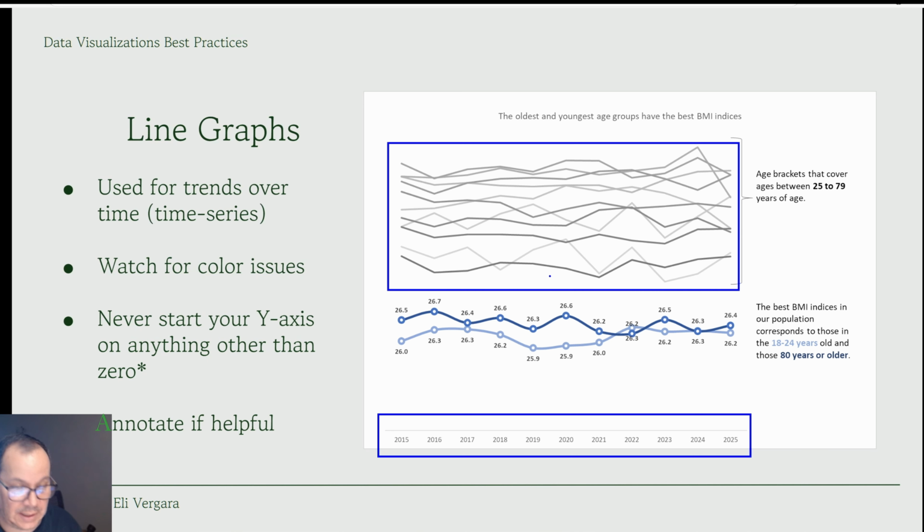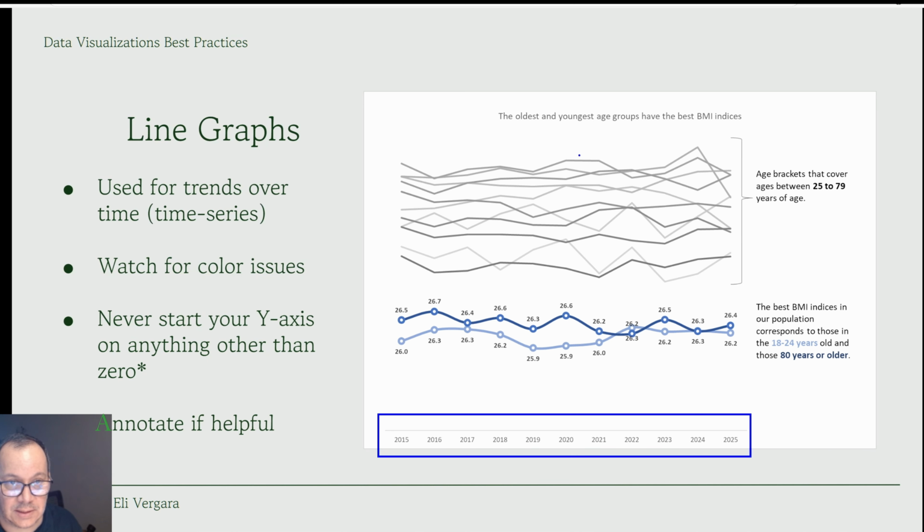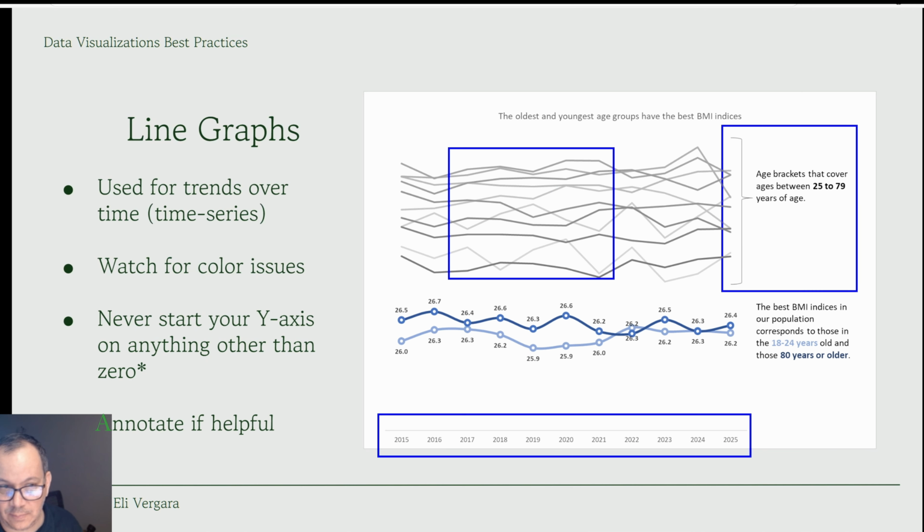Now you can do something like this, where you can select data that is sort of irrelevant to what you're communicating, and annotate it. Annotating is perfect. It's a great practice. Now, we also mentioned that you never start your y-axis on anything other than 0. But then we added an asterisk, right?